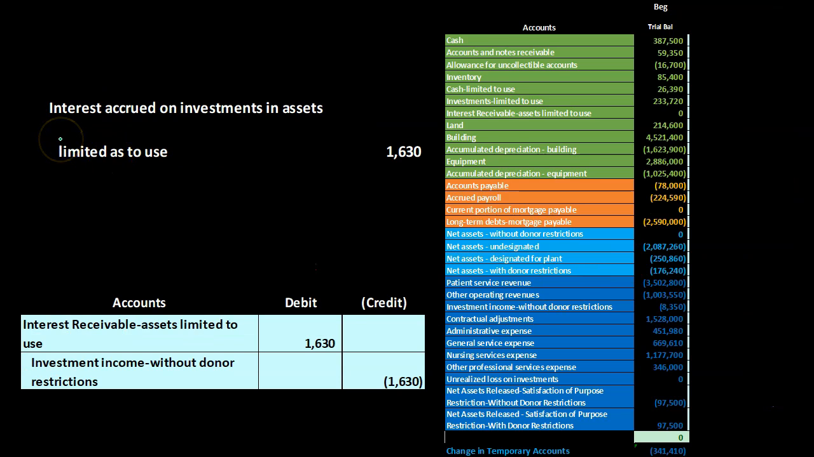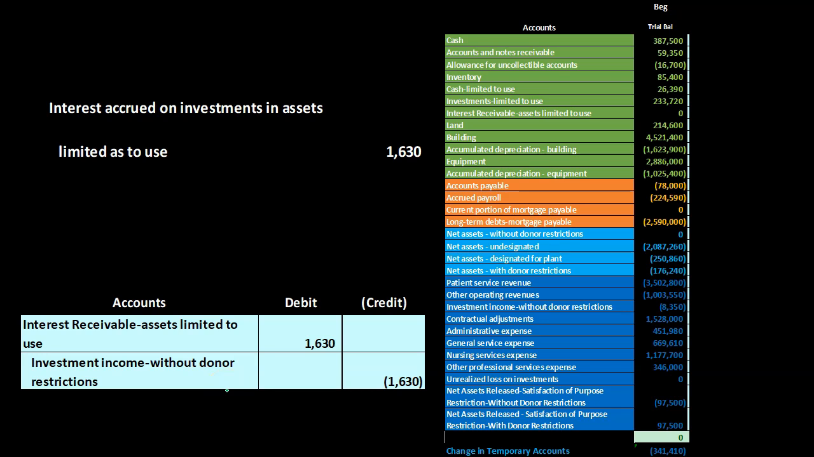Then we have the interest accrued on investment in assets limited to use. So this would be similar to an accrual process. The only difference here is that the cash amount is going to be the amount that's limited to use on the asset side of things. So we're going to be debiting the interest receivable, assets limited to use. So we're talking about interest that's limited. If we go back up top, we've got the interest receivable, but it will be limited to use. So we're going to mark that there. And then the credit's going to be to investment income without donor restrictions.